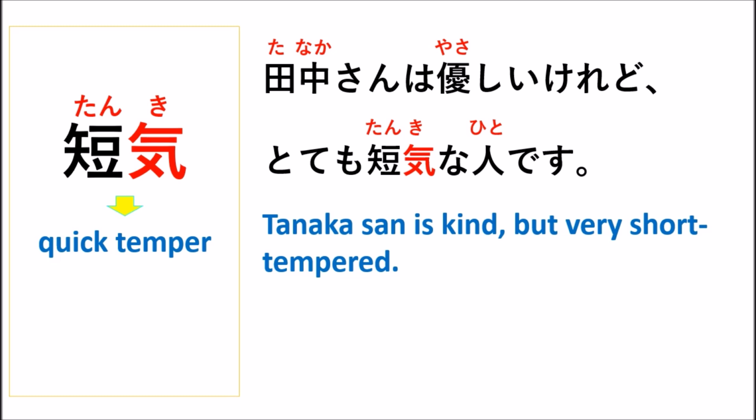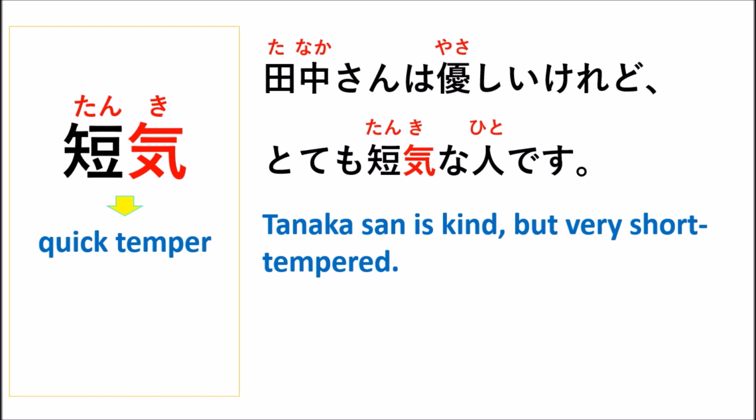Or you can say Mr. Tanaka is kind but really short-tempered. Here, yasashii means kind, the kind person, right? And keredomo means but, which is the polite form, so you can say keredomo or keredo, meaning but. And totemo means very. Tanki, short temper. Hito means person. This means the person who has a short temper.